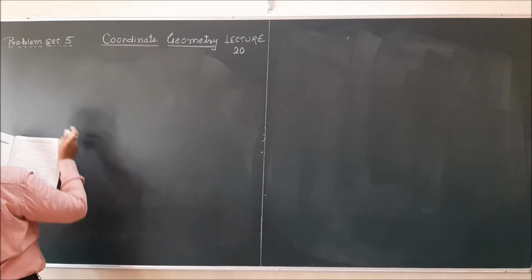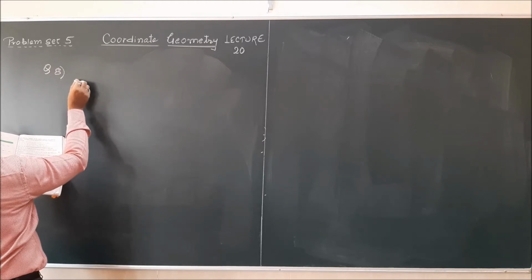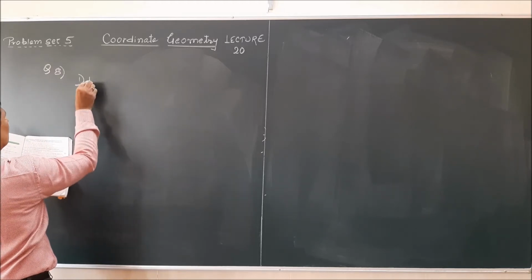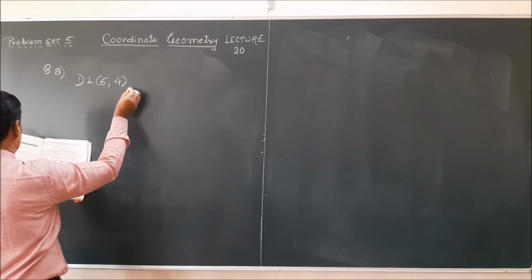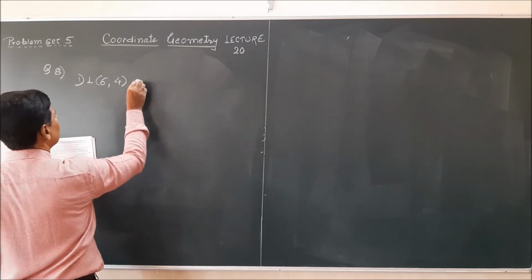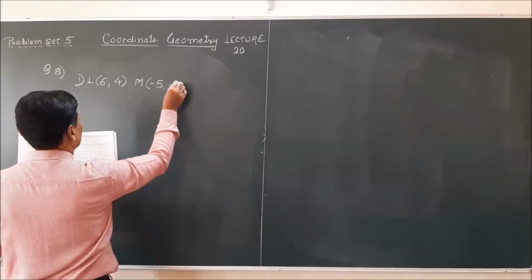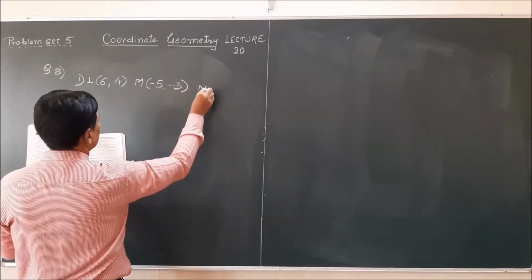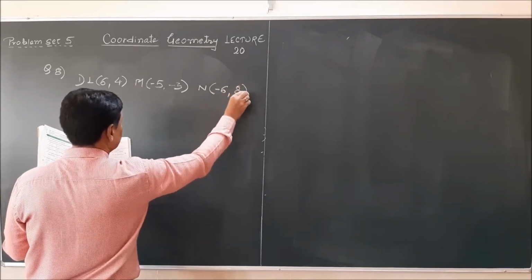Okay, now question number 8. Following are the vertices. First one is L(6, ...), M(minus 5, minus 3), and N is (minus 6, 8).